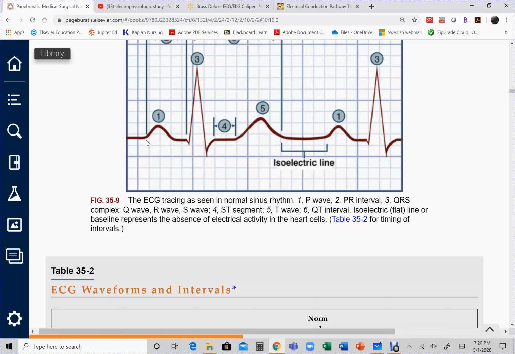So you'll know the beginning of a wave when it leaves the isoelectric line. So since this P wave here left the isoelectric line right here, this is where I measure my P wave. I measure my P wave from when it left the isoelectric line to when it returned to the isoelectric line. So this will be my P wave, the beginning and the end of my P wave.